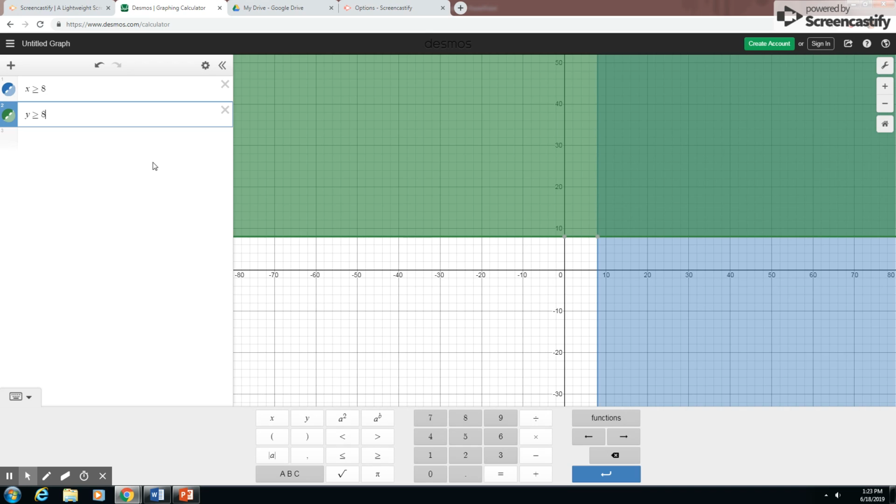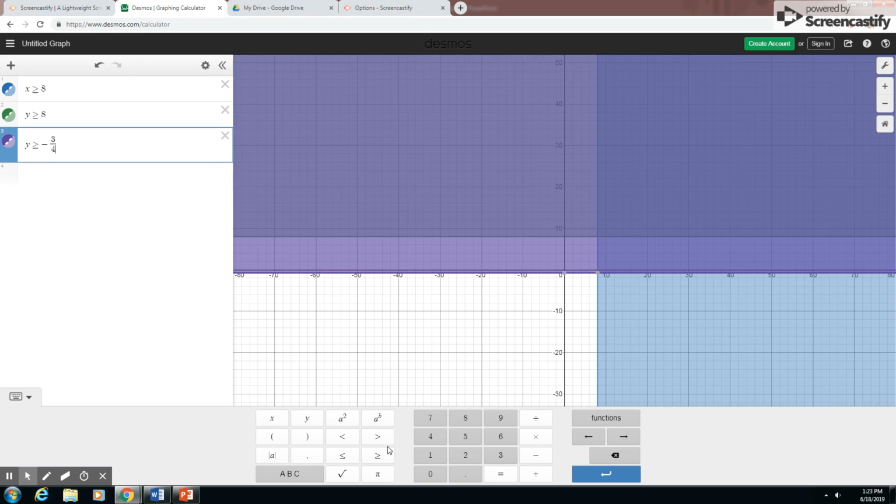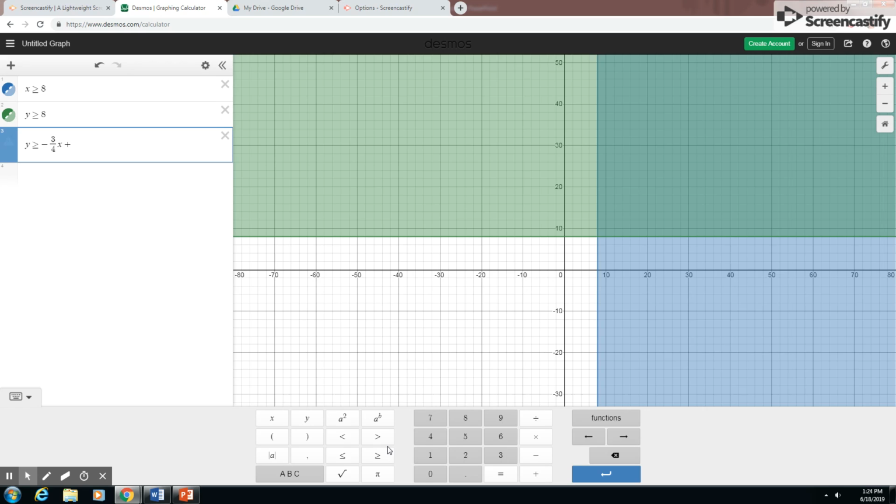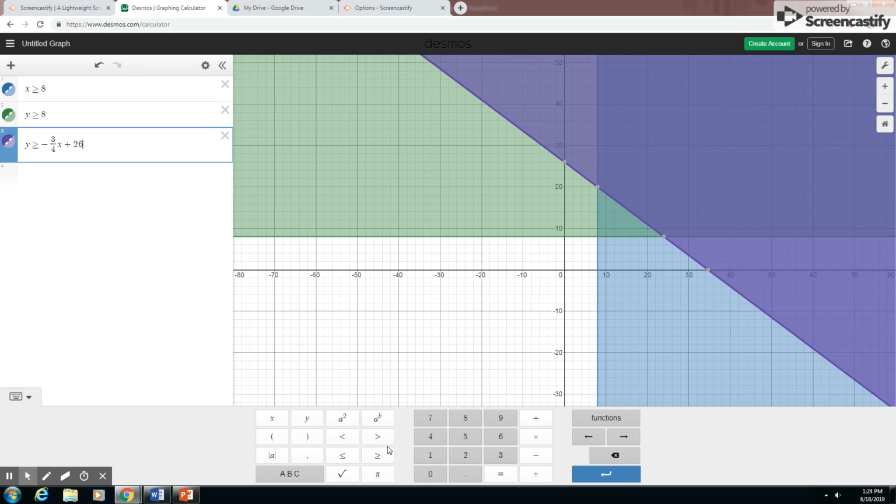And next, we said y is greater than negative 3/4 x plus 26. And what I'm going to concentrate on is where all of these graphs overlap each other, and that is going to be in this area, this really dark region right here.